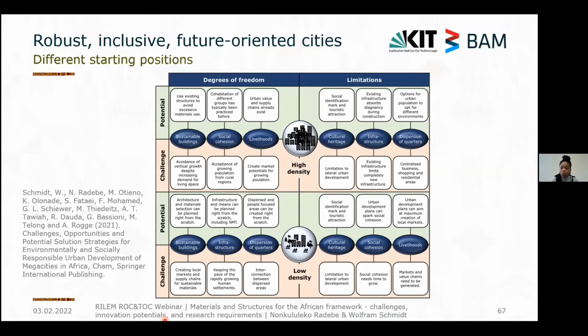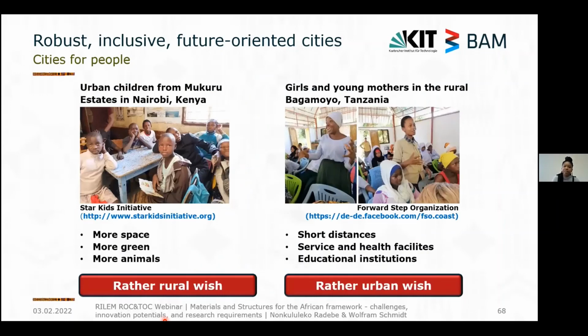But I won't expand too much on this, and you can find this in the article on the bottom left-hand side, if you are interested in knowing more about these degrees of freedom and the limitations. And this was an interesting interview with young kids, some kids based in Nairobi, in the Makuri estates in Kenya, part of an initiative called the Star Kids Initiative run by Esther Kamara. The kids here, when they were asked what their future looks like, or what types of cities, or places rather, they would like to live in, wanted more space, more greenery, more animals. And this is a rather more rural wish for kids who live in the city.